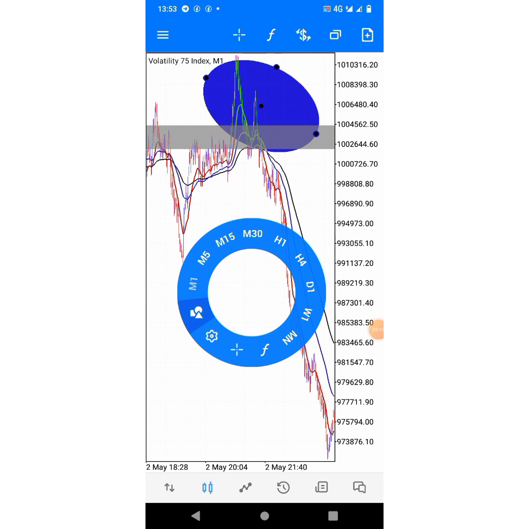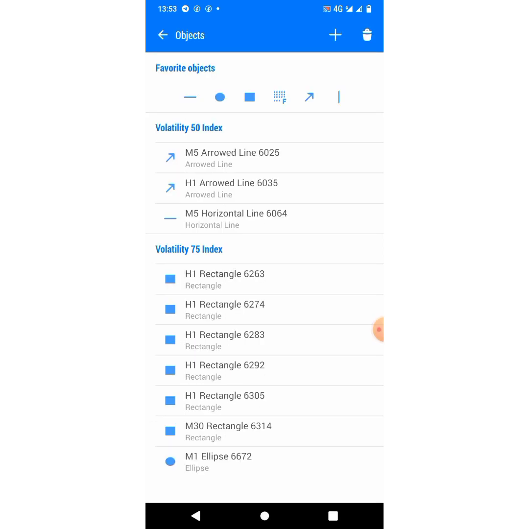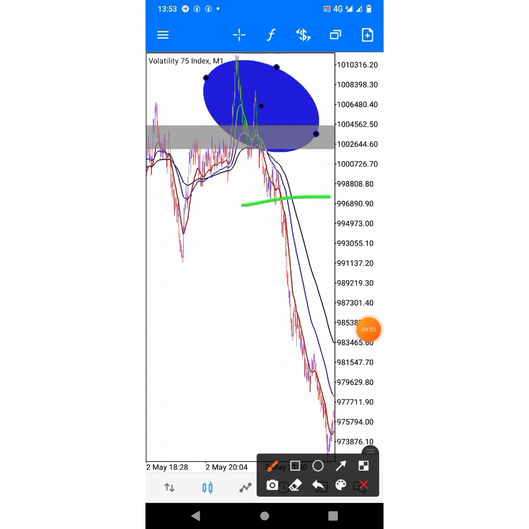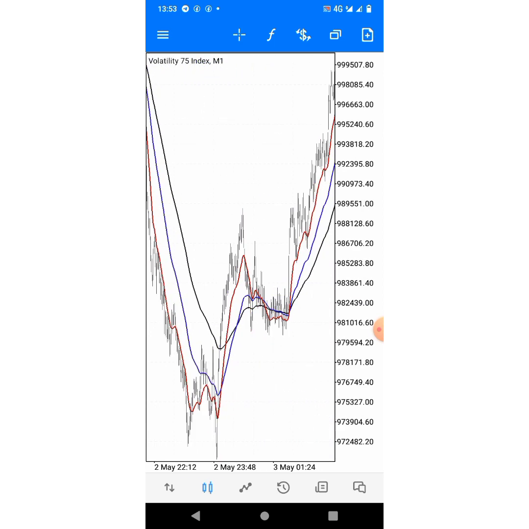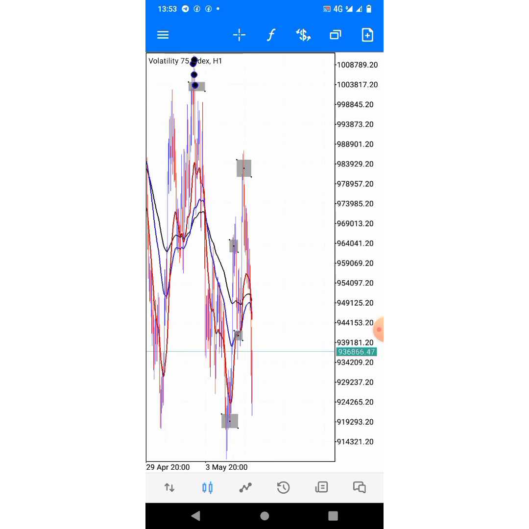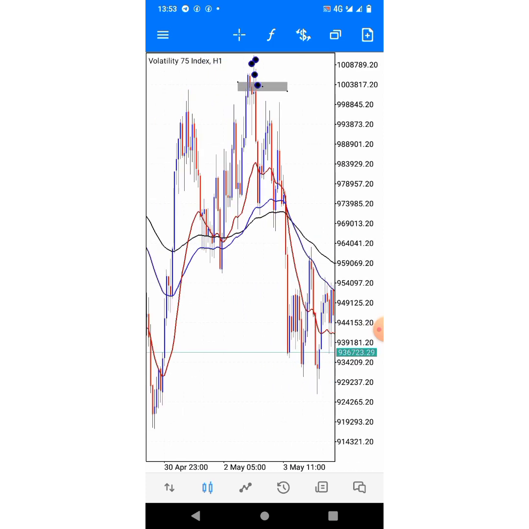You would have sold here, stop loss maybe probably here. Move your stop loss to break even when it goes down, and then let it play out. So it plays out, plays out, plays out. Market comes back almost to your entry. So now this is that area we marked.